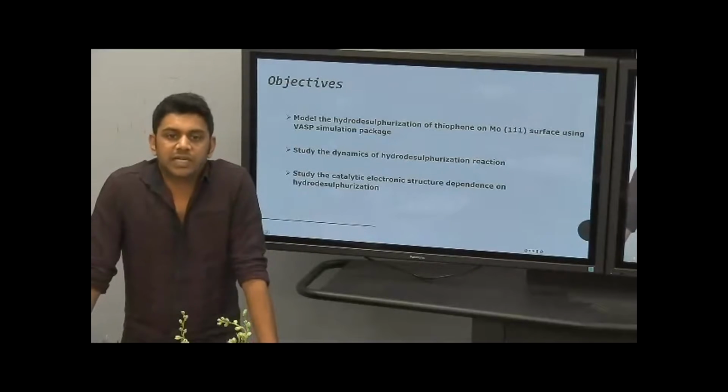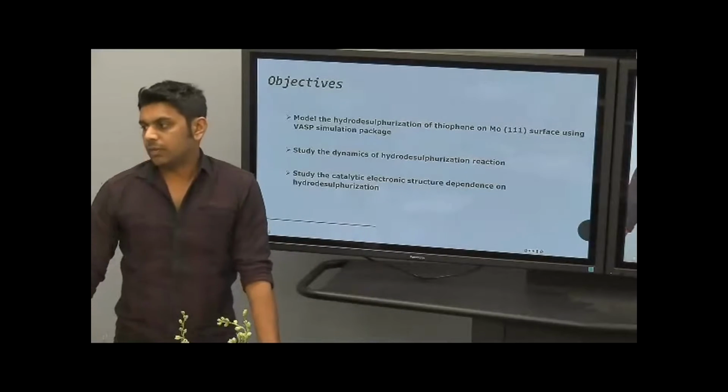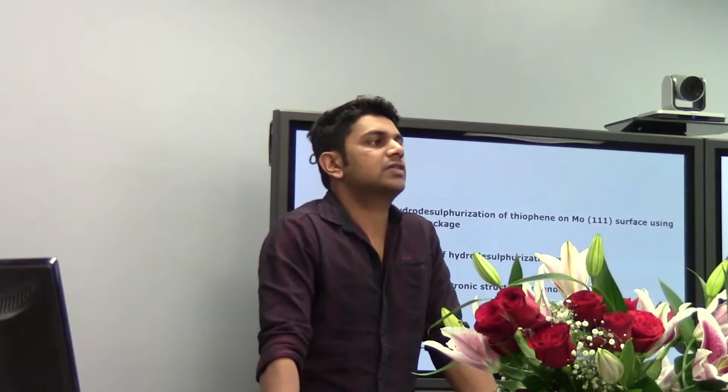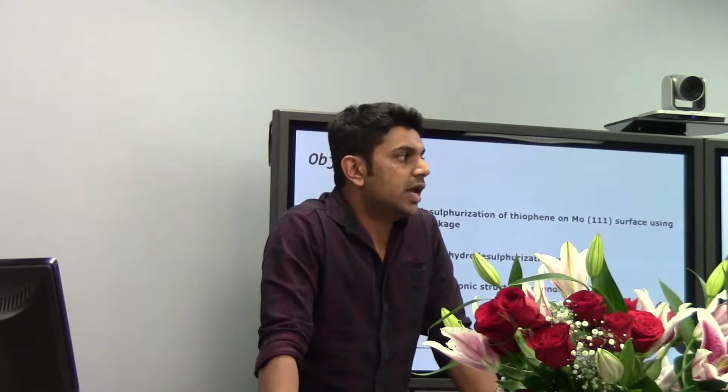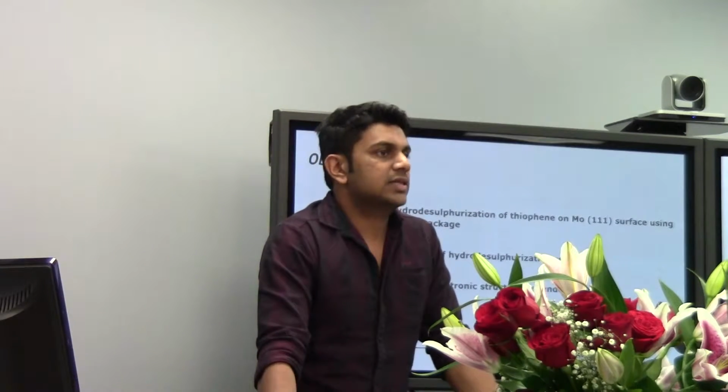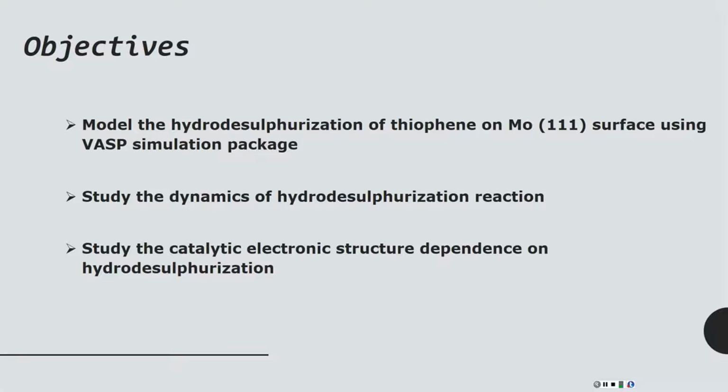So the main objectives of this study are to model the hydrodesulfurization reaction of thiophene on a molybdenum surface and study the dynamics of this hydrodesulfurization reaction, and also study the catalytic electronic structure dependence of this hydrodesulfurization reaction.